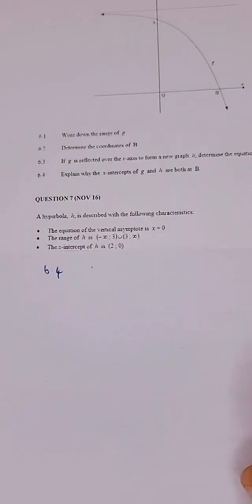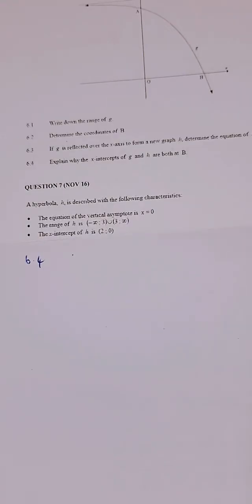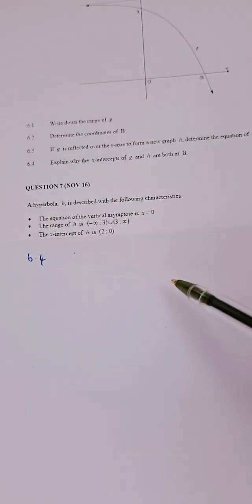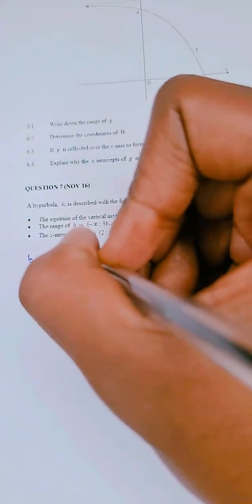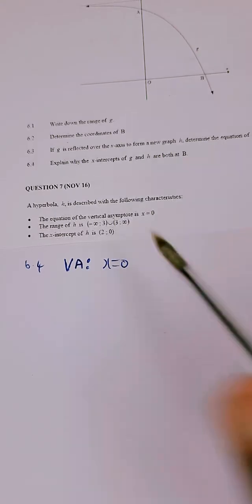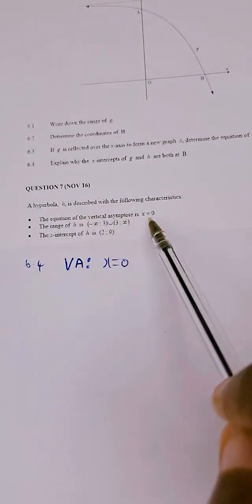Okay, the last question I want us to look at is this one. And this is a good question to look at because it helps us to think. A hyperbola h is described with the following characteristics. The equation of the vertical asymptote is x is equal to 0. A hyperbola is another function which basically has two asymptotes, not one but two. So we are told the characteristics of this hyperbola.